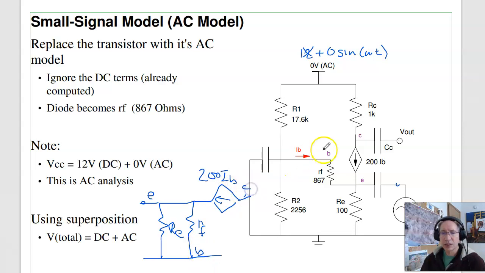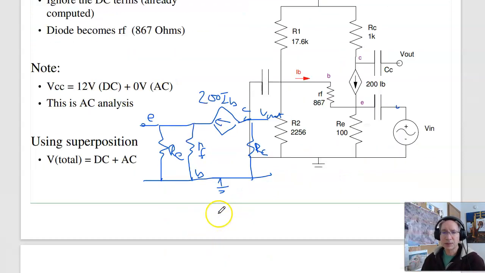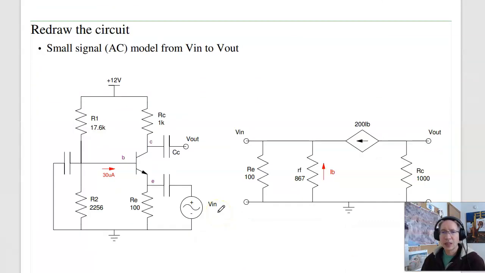Here's the collector. Collector goes to ground through RC. And here's ground. And there's your V out. So that's your small signal model. It helps to redraw the circuit. And that's what you should get.